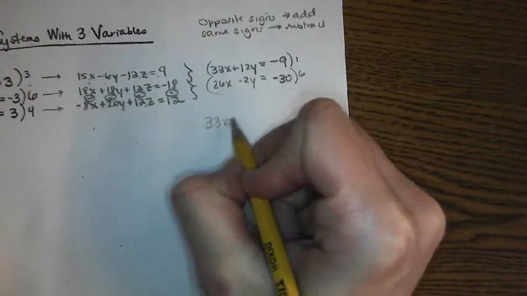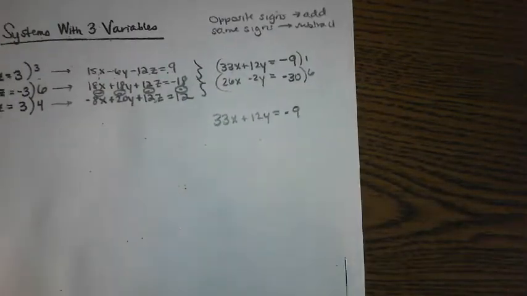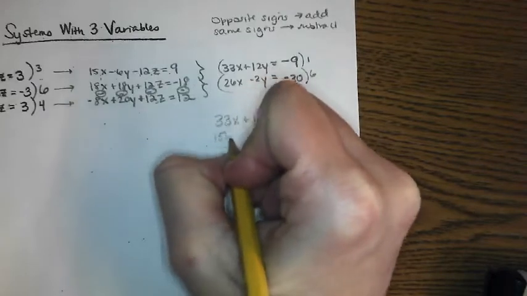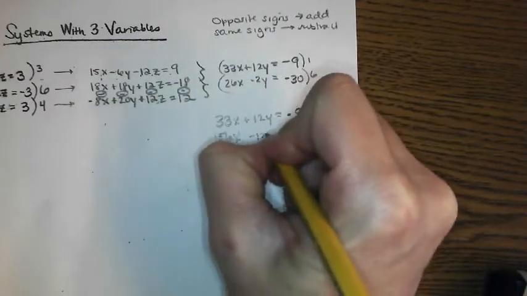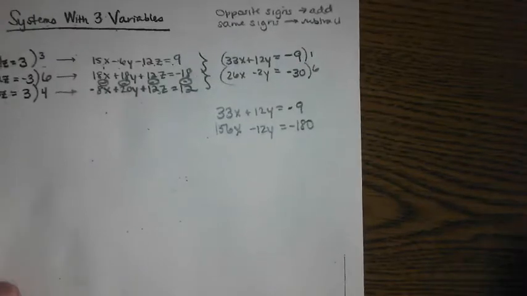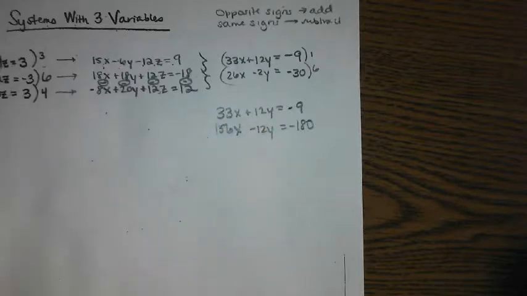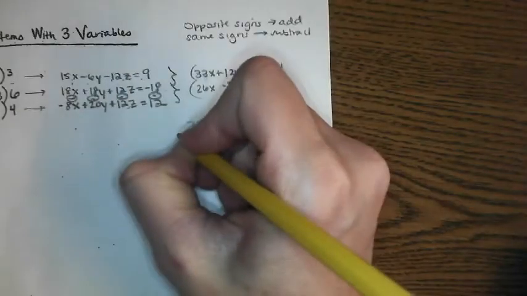So 33x plus 12y equals negative 9 is untouched. And then your numbers are bigger, but 26 times 6, 156x minus 12y equals negative 180. And then are we adding or subtracting for this third round of elimination? Adding. Very good. Opposite signs on the 12. Opposite signs means add.